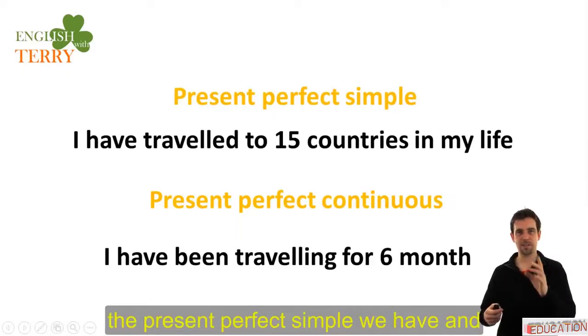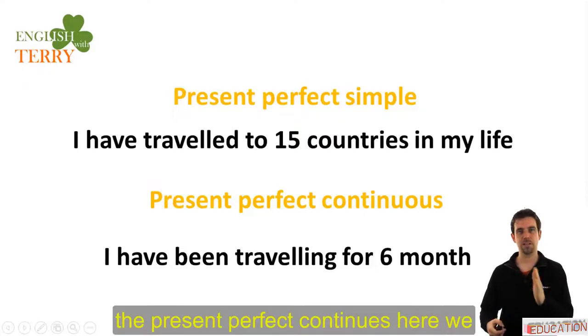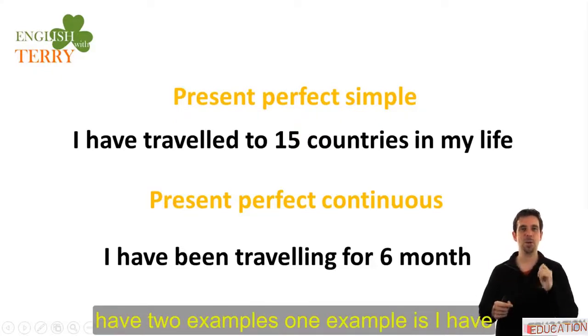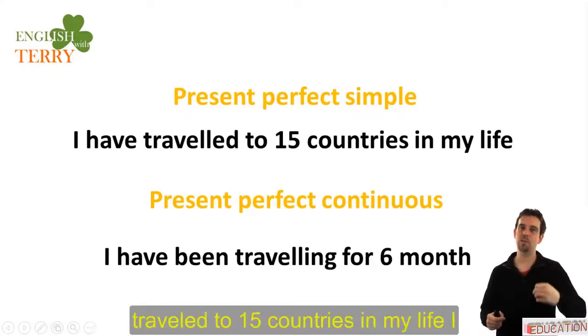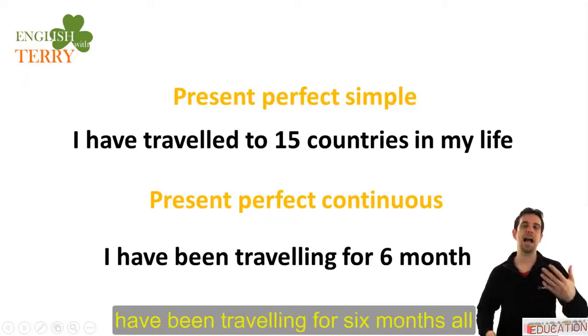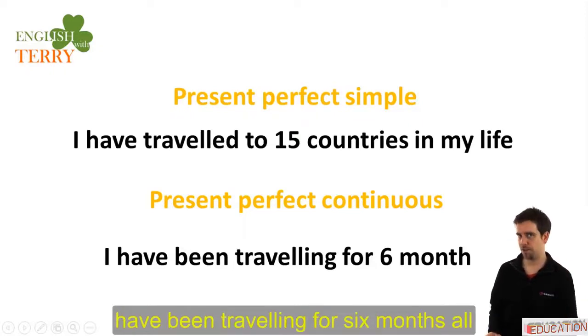With the present perfect simple, we have, and the present perfect continuous. Here we have two examples. One example is, I have traveled to 15 countries in my life. I have been traveling for 6 months, all right?